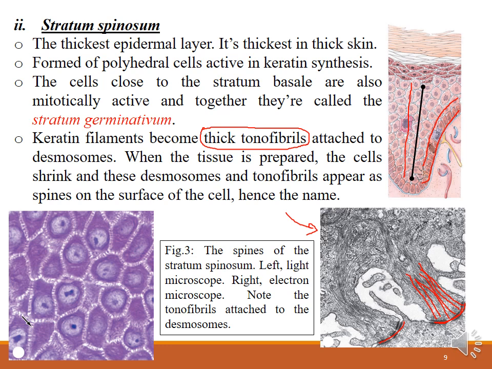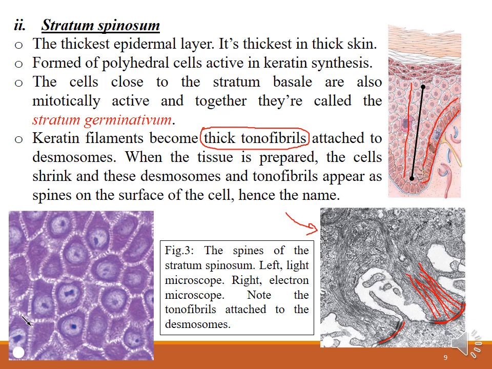Now, when we prepare a tissue for a histological study, the cell will shrink because, as you know, the cytoplasm is mostly formed of water. It will evaporate and the cytoplasm will shrink. But remember that desmosomes and the keratin tonofibrils are protein structures and they do not shrink and they remain intact. Now, this will make the desmosomes and the tonofibrils appear as spines on the surface of the shrunken cells when we examine them under the microscope, and therefore they are given the name stratum spinosum.